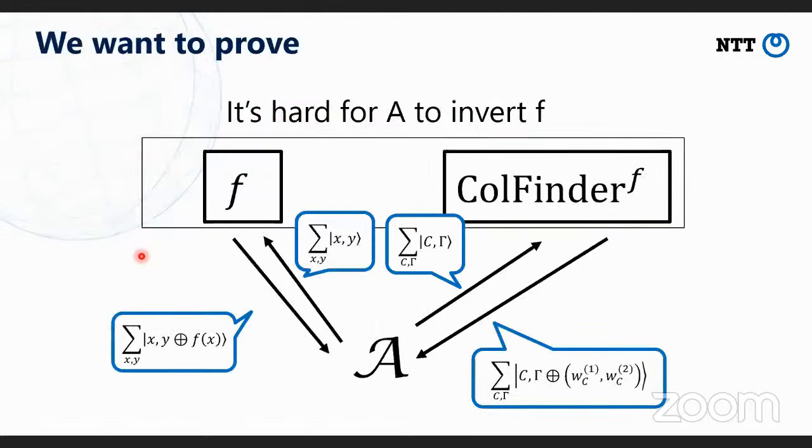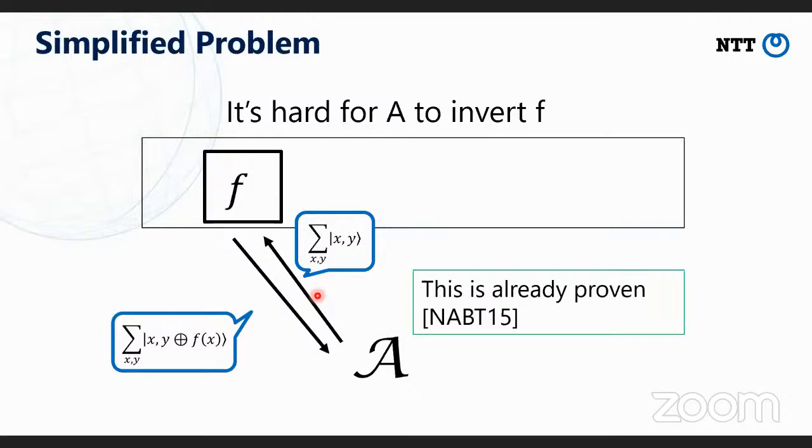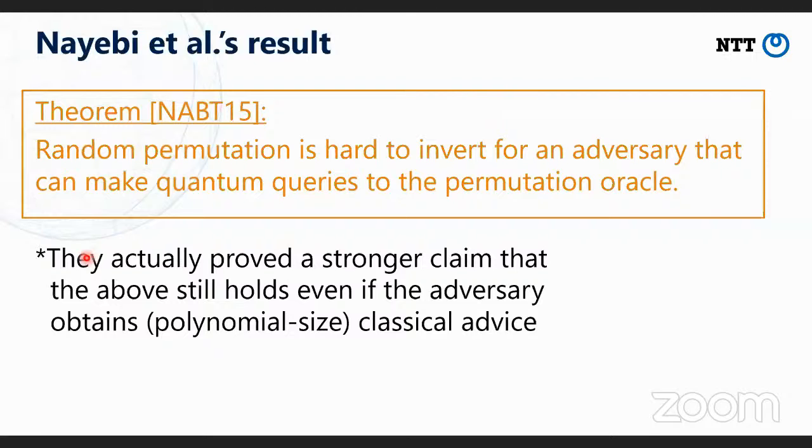So here, let me simplify the problem like this. That is, please consider the situation that the adversary A has access to only a single oracle, the oracle of random permutation. And actually, the hardness of inverting random permutation for quantum adversary is already proven by Nayak et al. in a previous work. And they showed that random permutation is hard to invert for any adversary that can make quantum queries to the permutation oracle. And here, adversary means quantum adversary. And actually, they proved a stronger claim that this claim still holds even if the adversary obtains some classical advice. However, in our study, we are not so much interested in such classical advice. So in this talk, I just ignore such classical advice.